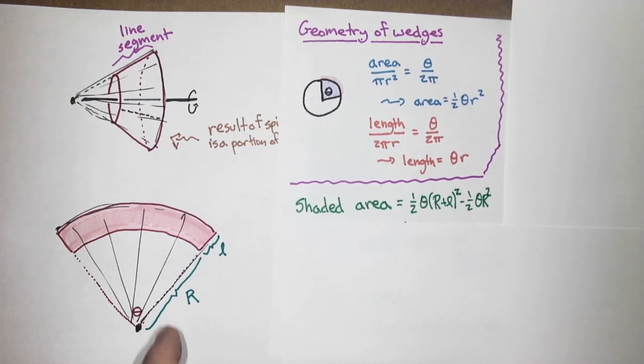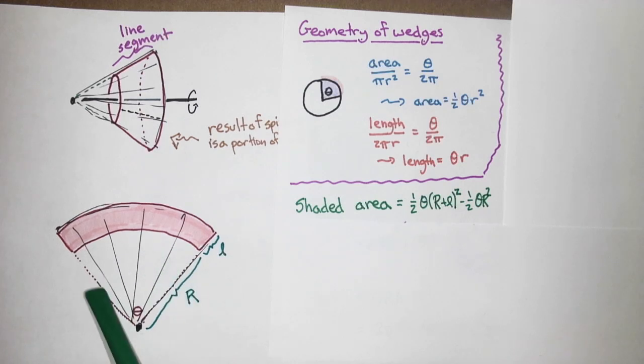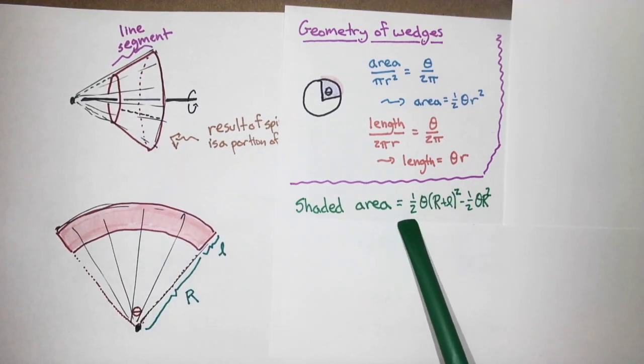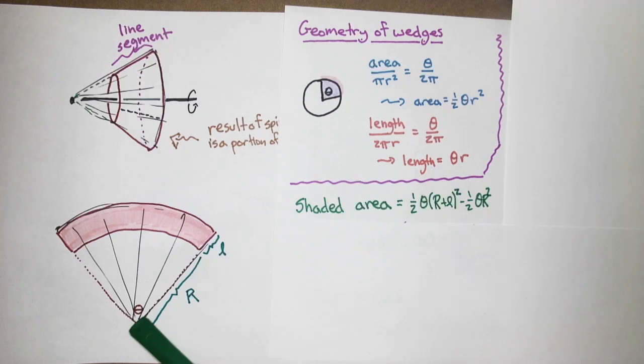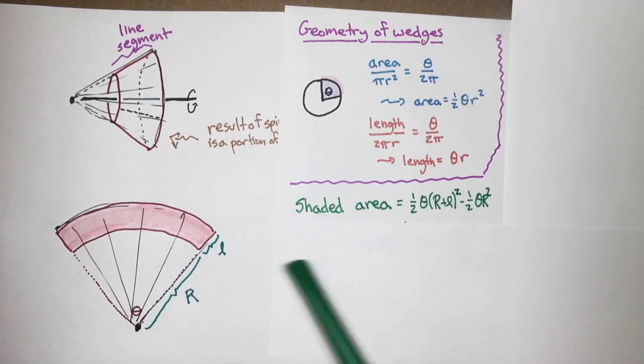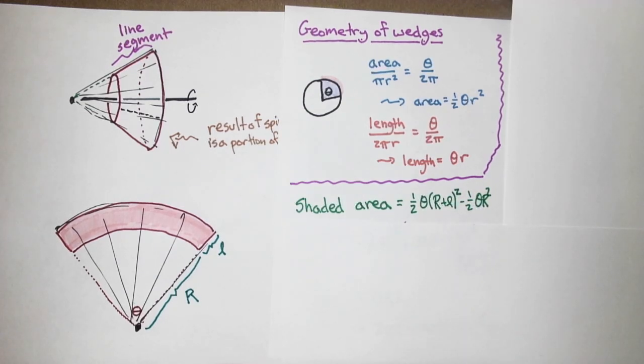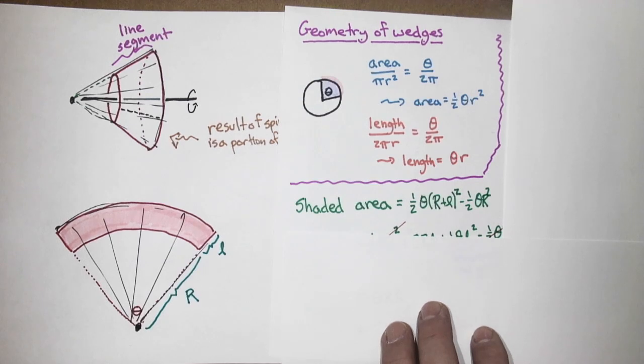Okay, so our shaded area. What I can think of is that I have a big wedge all the way to the outer part, and then I'm going to subtract out the smaller wedge. So 1/2 theta times the area of the big one, where the radius is all this big r plus little l, then subtract off the little piece. Okay, that's not so bad. Now what? Well, we channel our inner algebra. What do we want to do?